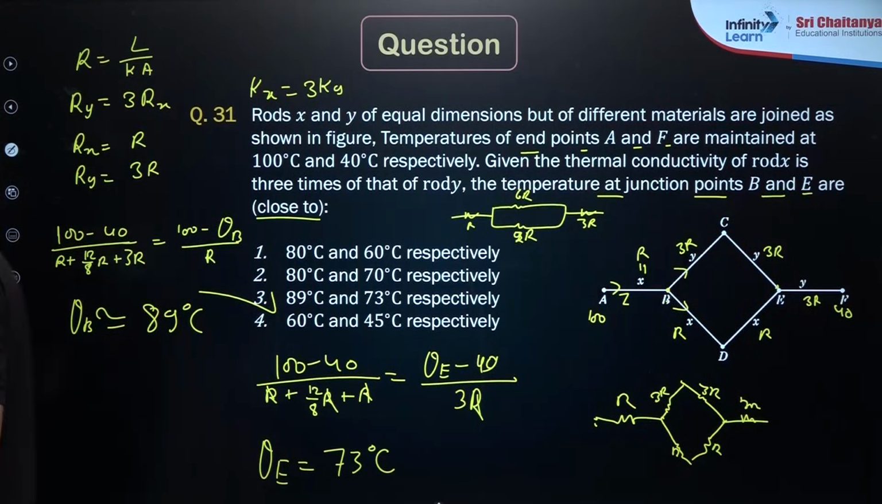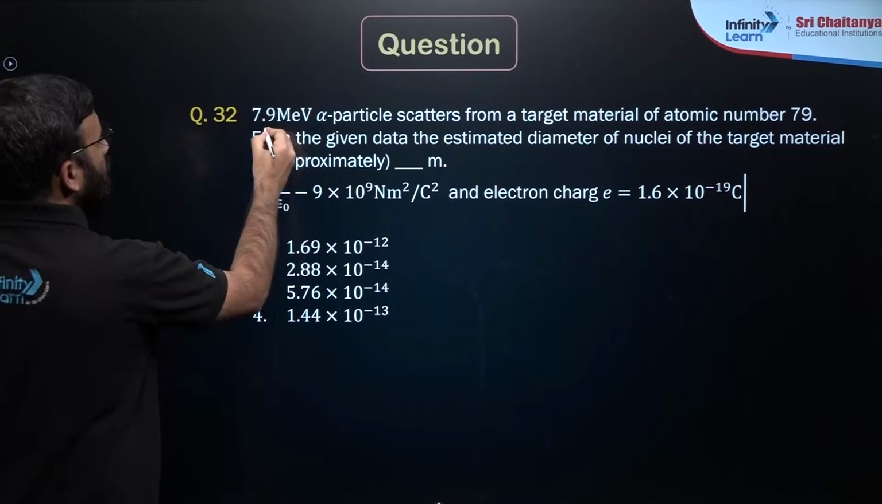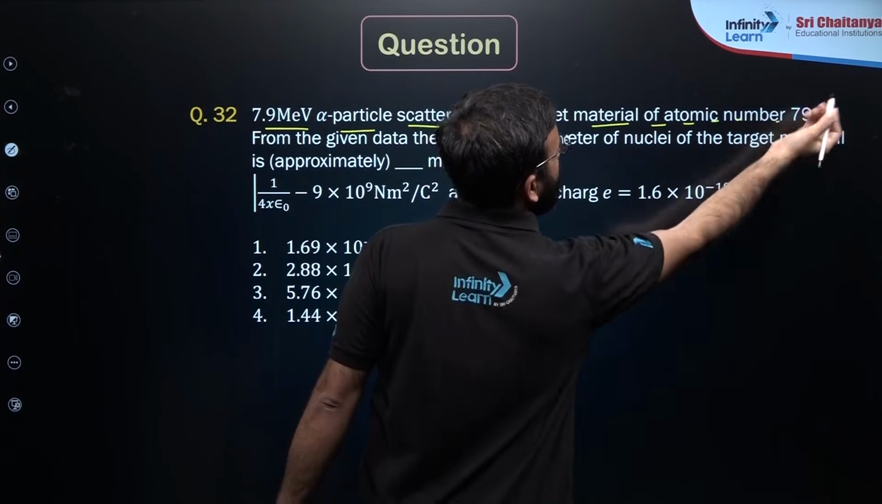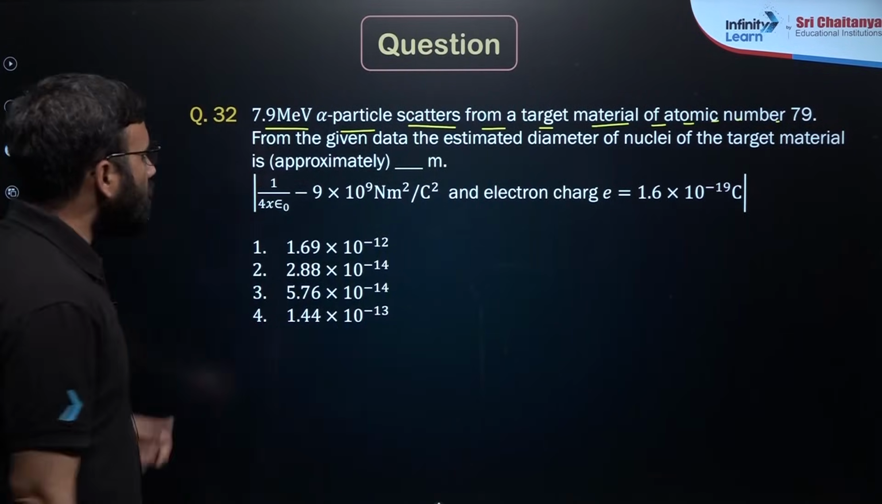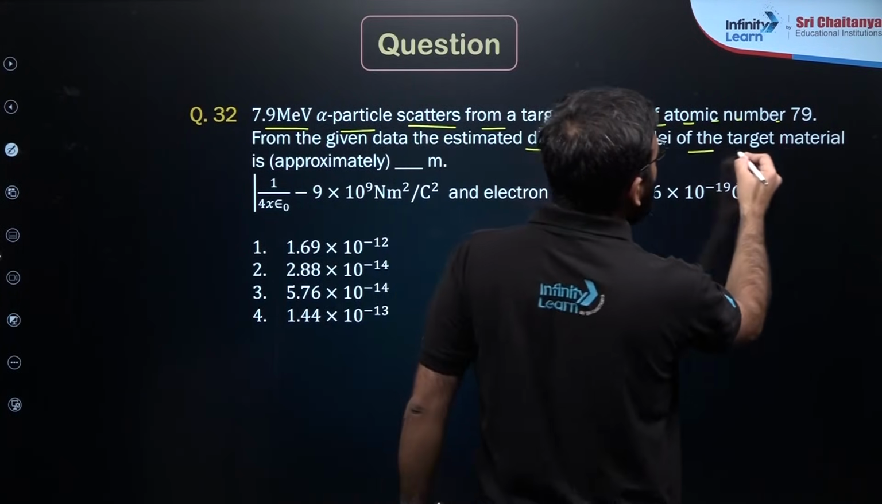Okay, so I hope all of you understand this one up to this point. Next one: a 7.9 mega electron volt alpha particle is scattered from a target metal of atomic number 79. From the given data, estimate the diameter of the nucleus of the target metal.